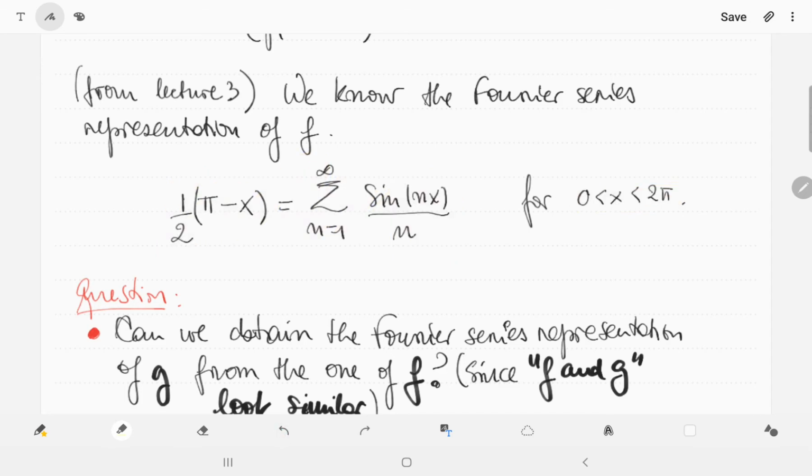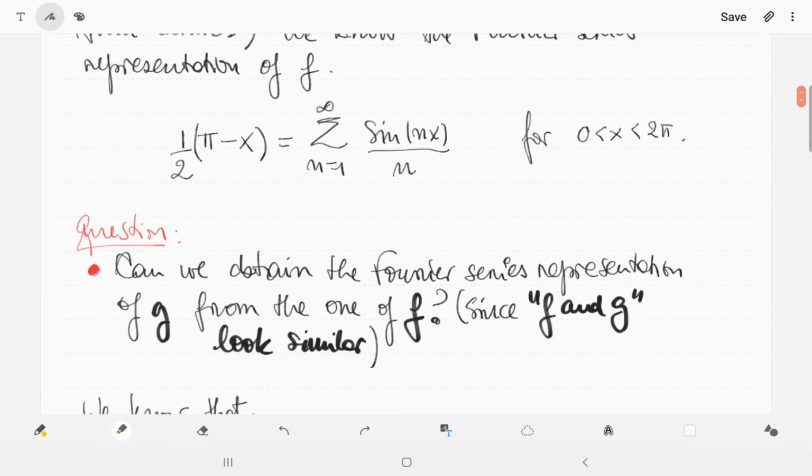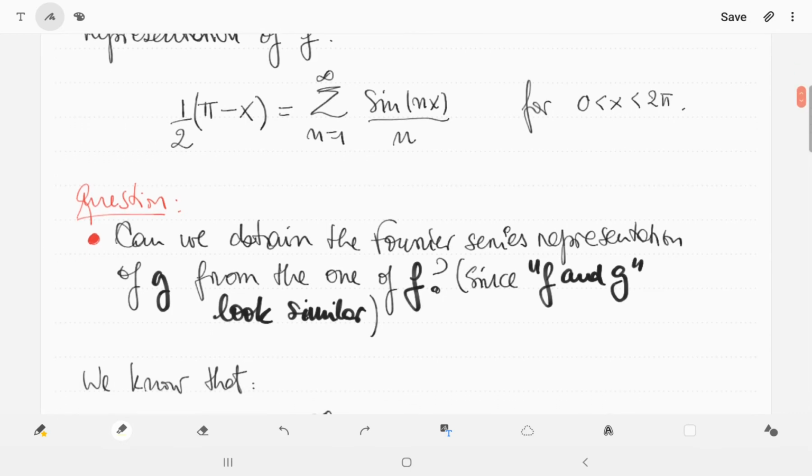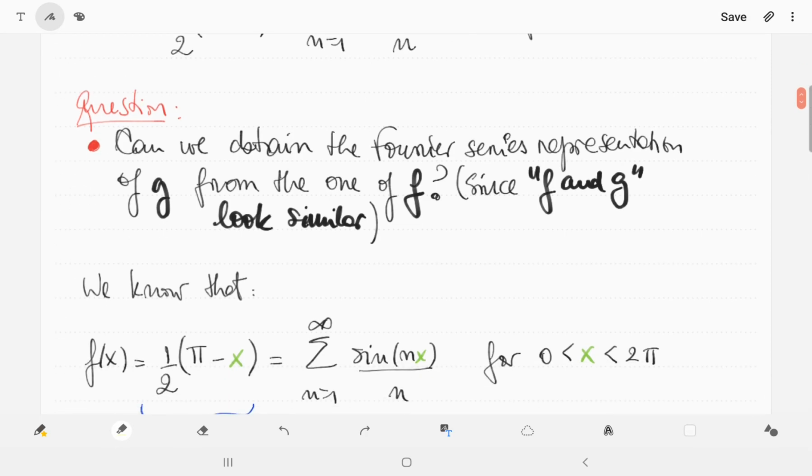So this is the question. We have f and g, quite similar functions, and we already know the Fourier series representation of f. So we wonder if with this information that we already have, we can do some computation, but not from zero, like every Fourier coefficient of f, and we can recycle this information to find the Fourier series representation of g. Okay, so the answer will be yes, we can, and that's why we are seeing this example.